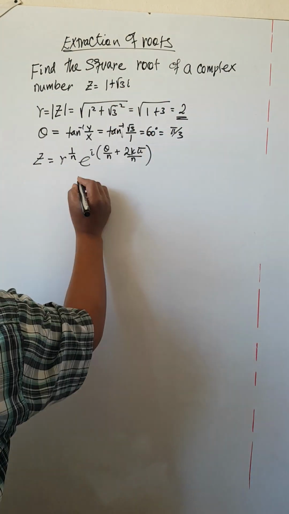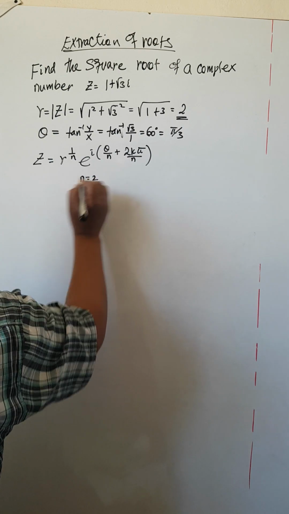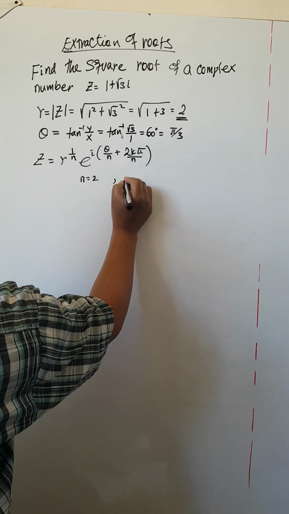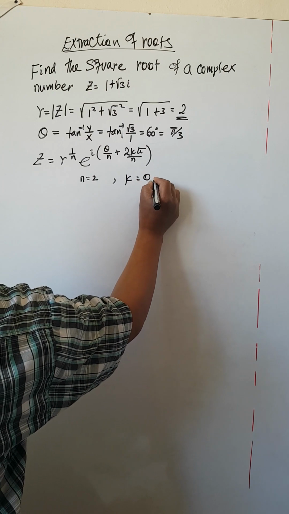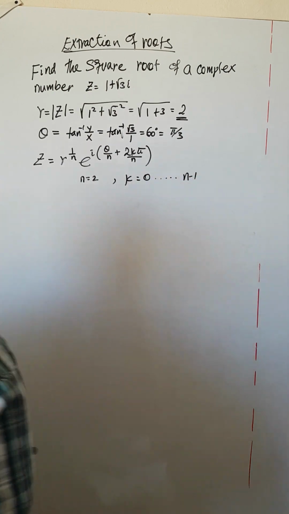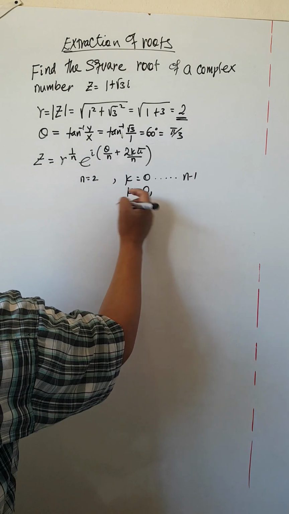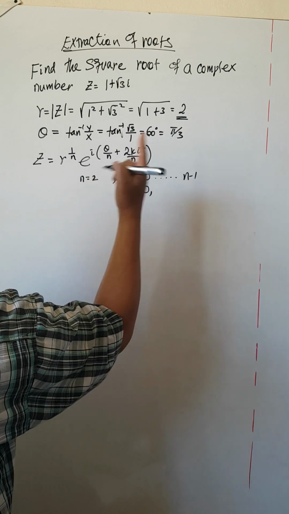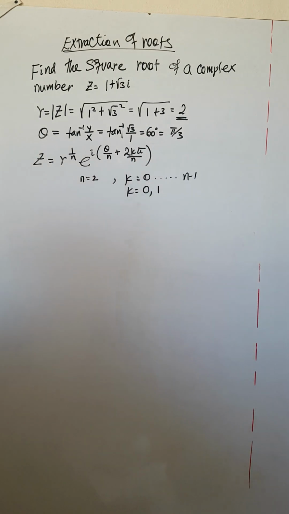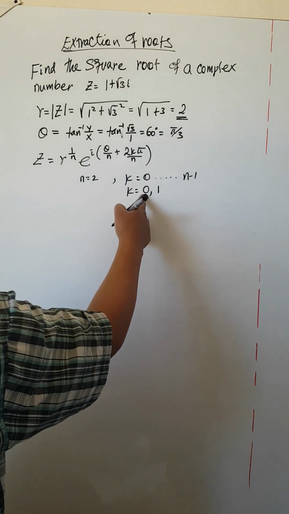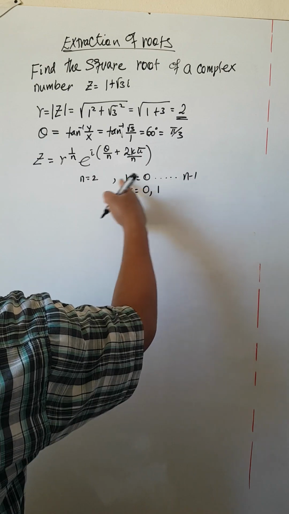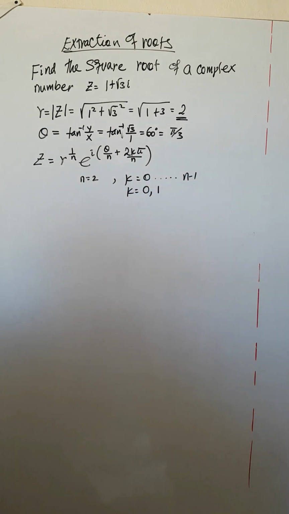Here we have to be clear. If this is a square root, then n is 2. We know that k always goes from 0 up to n minus 1. In our case, since n is 2, k goes up to 2 minus 1, which is 1. If n had been 5, k would be 0, 1, 2, 3, 4. So our k is 0 and 1.